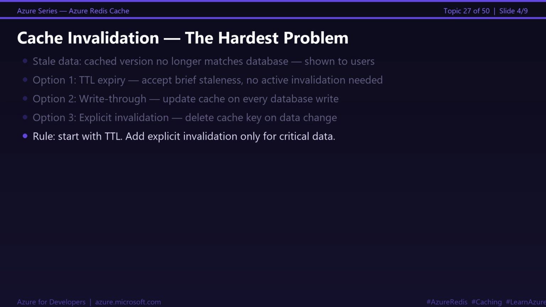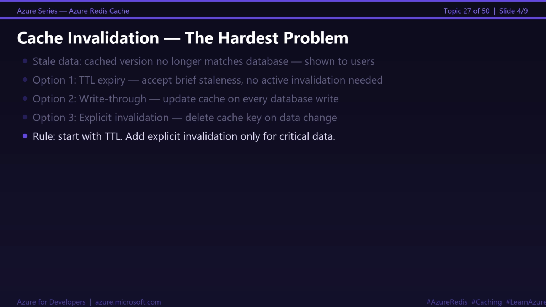Explicit invalidation is the middle ground. When a specific product is updated, delete just that product's cache key. Next request for that product is a cache miss, fetches fresh data from DB. Other products' cache entries are untouched.